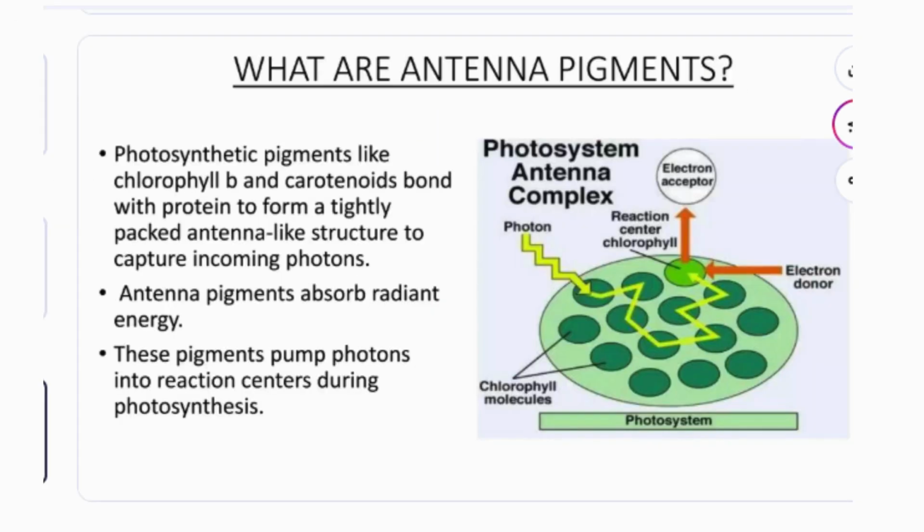Now what are the antenna pigments? Basically, photosynthetic pigments like chlorophyll B and carotenoids bond with proteins to form a tightly packed antenna-like structure to capture the incoming photons. Antenna pigments absorb the radiant energy. These pigments pump the photons into the reaction center during photosynthesis.